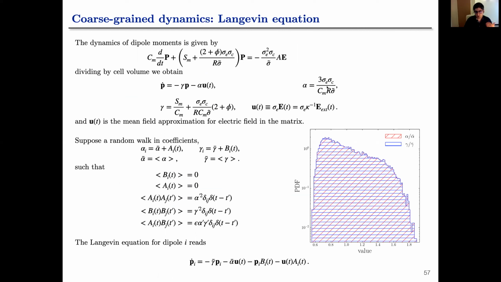So if you look at the boundary condition for the conservation of flux and just integrate over the cell membrane, you can get this equation for the evolution of the membrane dipole moment in time. Now, if you do some normalization by cell volume, which makes them more similar, you get this equation for the time evolution of the polarization per volume of the cells. And these are the coefficients that appear. And as I mentioned, this is the electric field in the matrix that we use here.